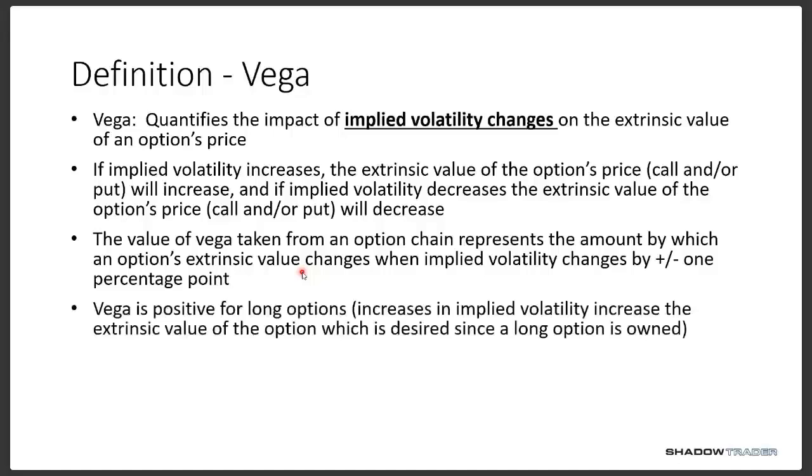Vega is always positive for long options, which means that as implied volatility increases, the value of that long option increases also. Now, long options, long calls, long puts. Short options: Vega is negative for short calls and short puts.